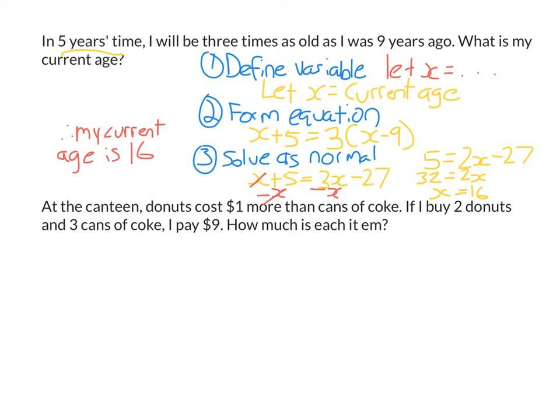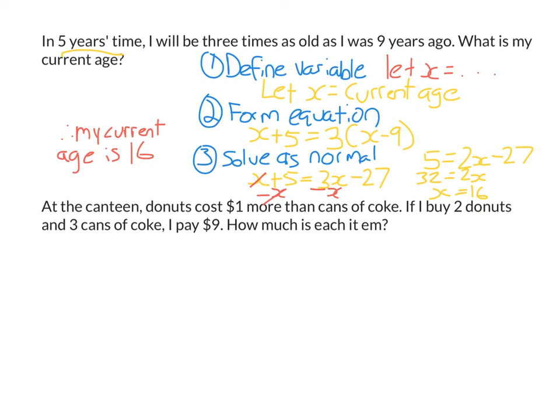So at a canteen, donuts cost $1 more than cans of Coke. I buy 2 donuts, 3 cans of Coke, and pay $9. How much is each item? So don't deviate from the process I just explained to you. We're going to follow these 3 steps once again.